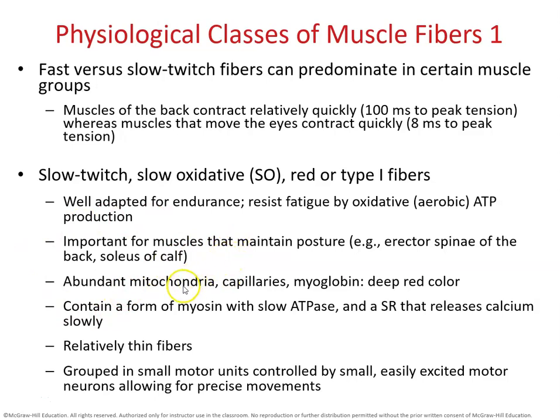They have lots of mitochondria, they have lots of myoglobin supplying oxygen, they have lots of capillaries for bringing in oxygenated blood, and they tend to be a deep red color. So if you think of a chicken or a turkey, these are going to be like the thigh and the wing meat, the dark meat, okay? They have relatively thin fibers, and small groups of fibers are controlled by one motor neuron.